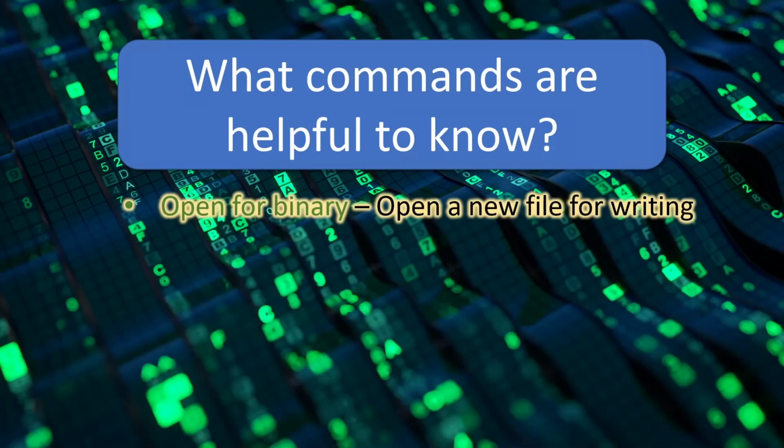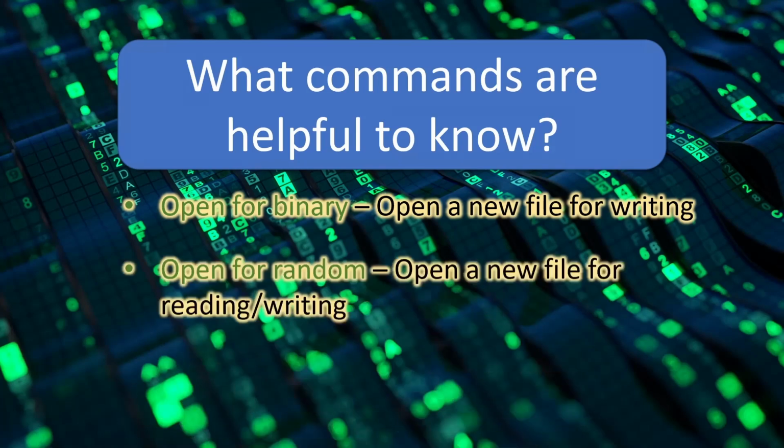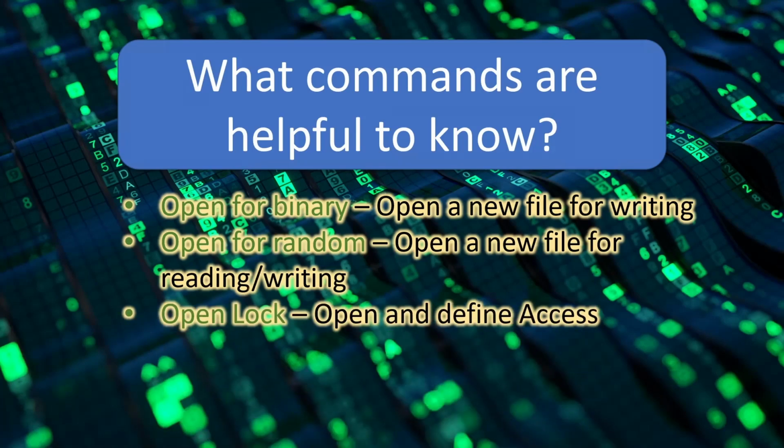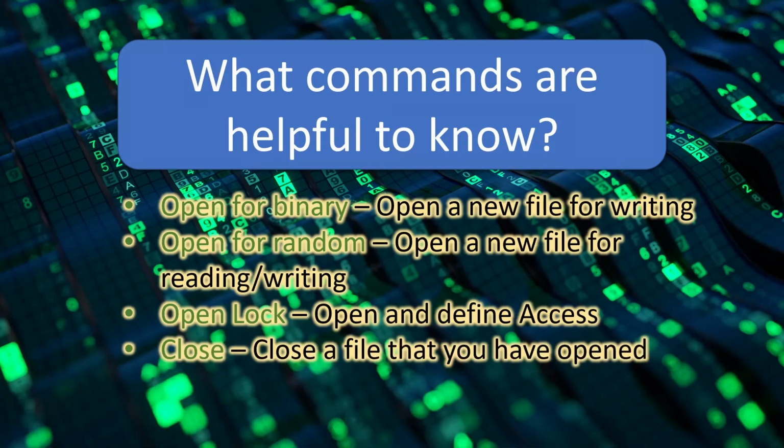Open for binary. Opening a file in binary mode allows you to read from or write to any part of the file. Open for random. A random access file allows a file to be used as a simple database. Open lock. This defines the access status of the file. Do you allow other processes to read from the file while you access it, or deny them any access? Close. Having opened a file, you need to close it once you're finished accessing it.